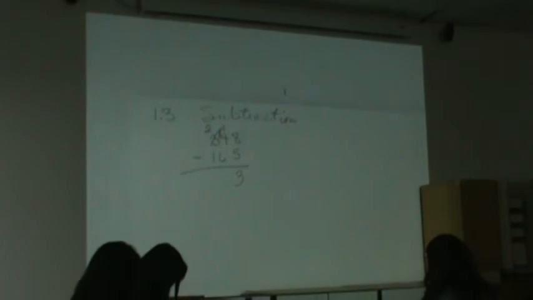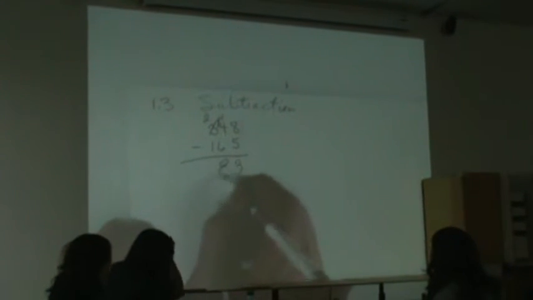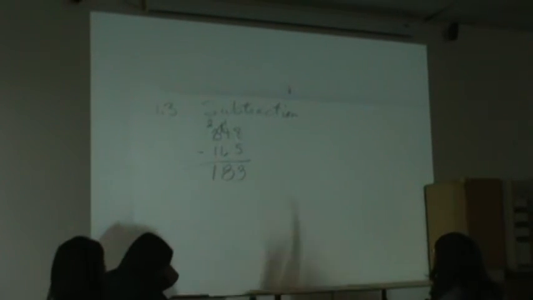How do you do that? Yeah, borrow from the 3, make it a 2. You borrow 10, so make this a 14. You can either write a 1 here, or you could write the whole number up here. As long as you have a 1 there, that's enough for me. Okay, 14 minus 6, 8. And 2 minus 1, 1.